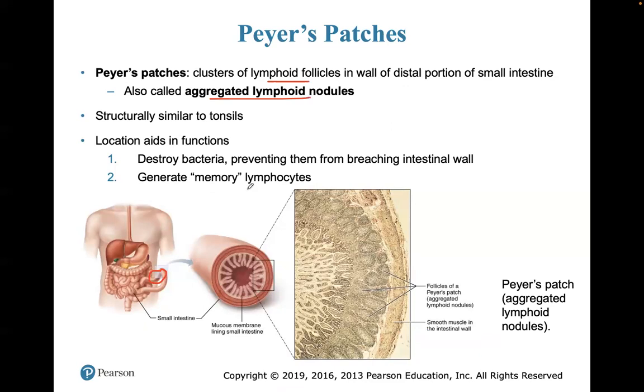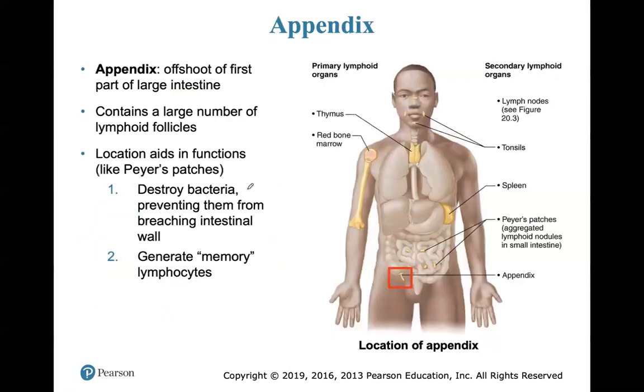Again, MALT is present here, so these lymphocytes will generate memories when they are exposed to bacteria or pathogens, and that's how they can prevent infection further. All right, we will talk about memory lymphocytes in the next chapter on the immune system.